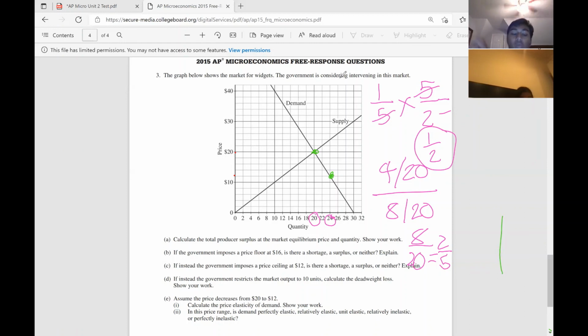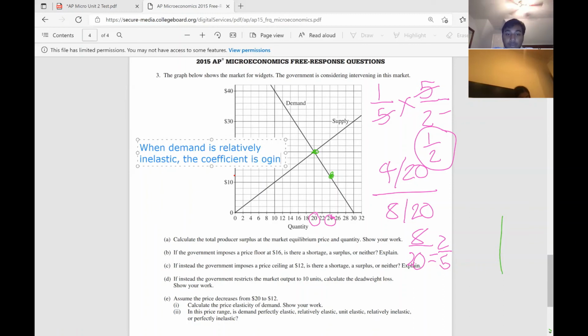When your demand elasticity is 1/2, what can you conclude about the situation? Remember, we talked about how when demand is relatively inelastic, the coefficient is going to be greater than 0 but less than 1. That fits perfectly, and so that means it's going to be relatively inelastic.